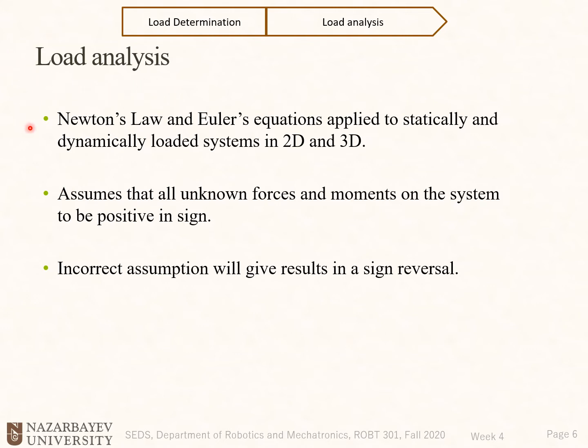In load analysis, we could use Newton's law and Euler's equation applied to statically and dynamically loaded systems in 2D and 3D. Assume that all unknown forces and moments on the system are positive in sign, and incorrect assumptions will give results in a sign reversal. Okay, so if we don't know the direction of a force or moment, we could assume one direction as a positive one. Once we solve the equation, we might end up with a negative number. That means that the first assumption was not true, and that force or moment has a reverse sign.